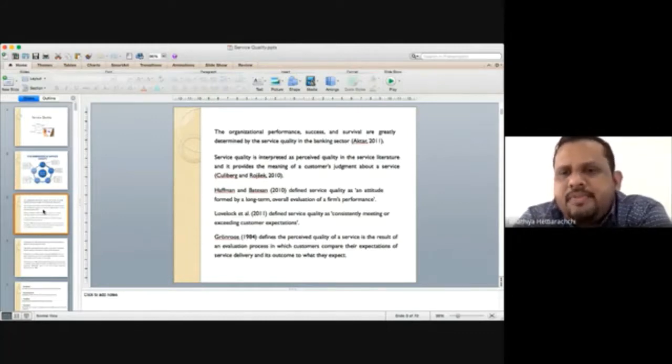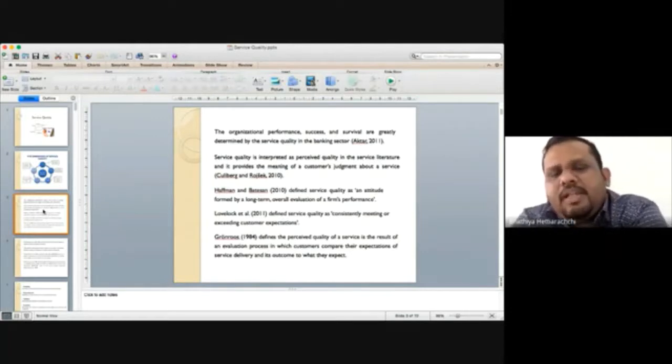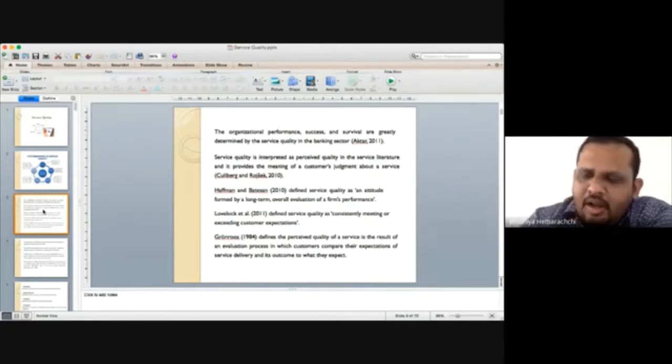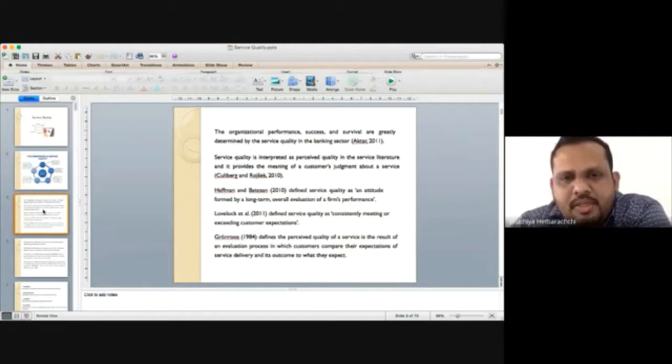So it depends from person to person, and sometimes certain people will look at service quality from a particular angle, whereas another person will look at it from a different angle. And always remember, there's nothing called reality. It's all about perceived quality, as to how the customer has perceived the quality by using his experience and judgment.